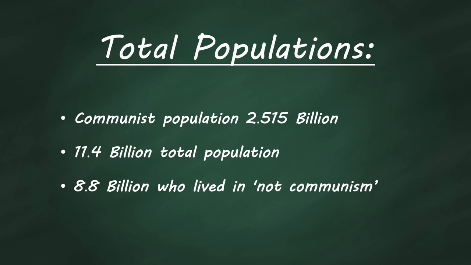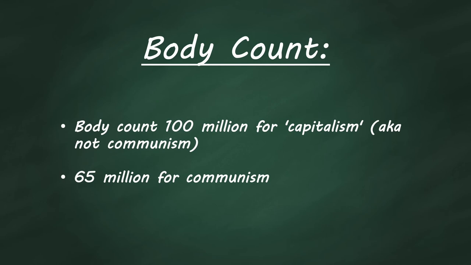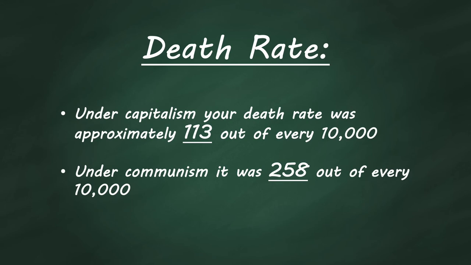And with an 11.4 billion total population, that leaves 8.8 billion who lived in not communism. And the body counts being 100 million by capitalism, aka not communism, and 65 million by communism. Divide that out, and that means that over the course of the 20th century, if you lived under capitalism, your death rate was approximately 113 out of every 10,000 people. And under communism, it was 258 out of every 10,000 people. Communism, in this rough estimate, kills 2.28 times the amount of people as does capitalism, aka everything that isn't communism.